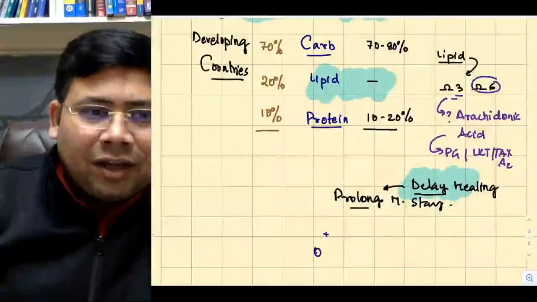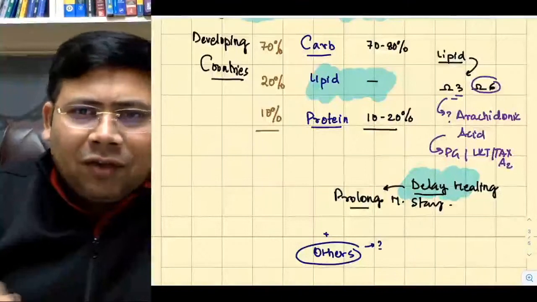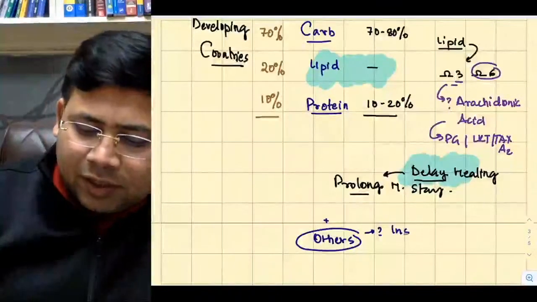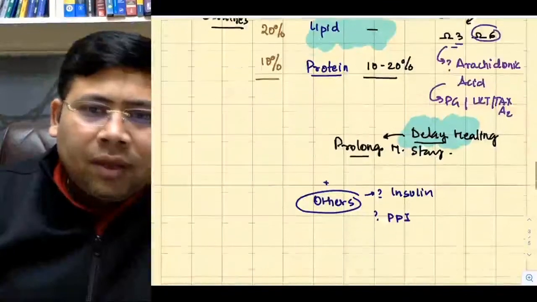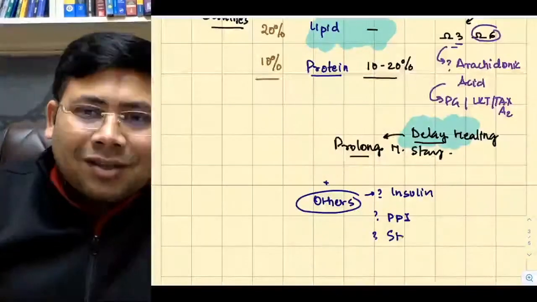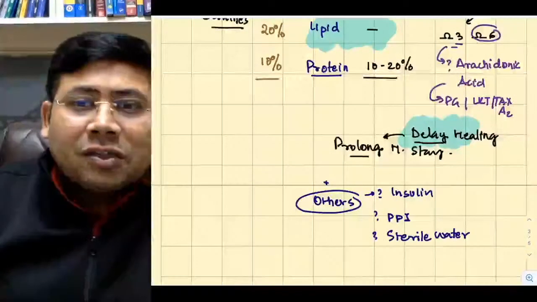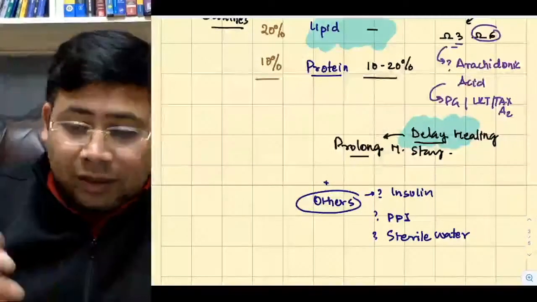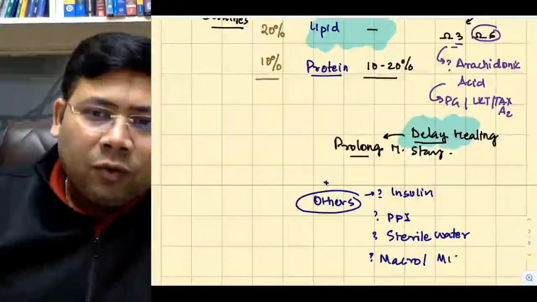Along with this, they are having others also. What are the other things that we have? Everyone has this. Yes, insulin is present in all of them. Yes, PPI is present in all of them. Again, sterile water is present in it. Sterile water is added. Why is sterile water added? Yes, to dilute it. Along with this, you have all macro and micronutrients.